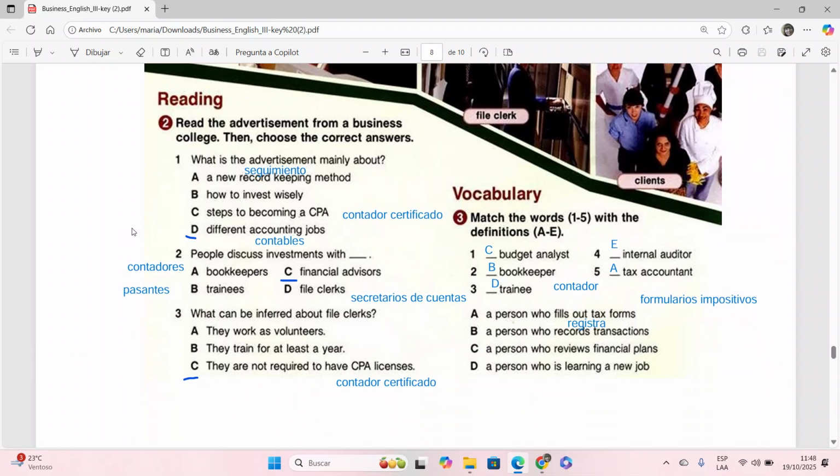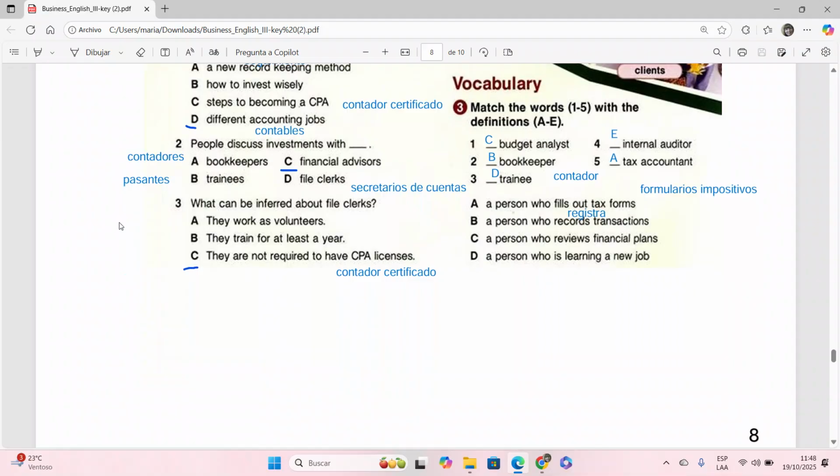Reading. 2. Read the advertisement from a business college. Then choose the correct answers. 1. What is the advertisement mainly about? D. Different accounting jobs. 2. People who discuss investments with clients are C. Financial advisors. 3. What can be inferred about the file clerks? C. They are not required to have CPA licenses.